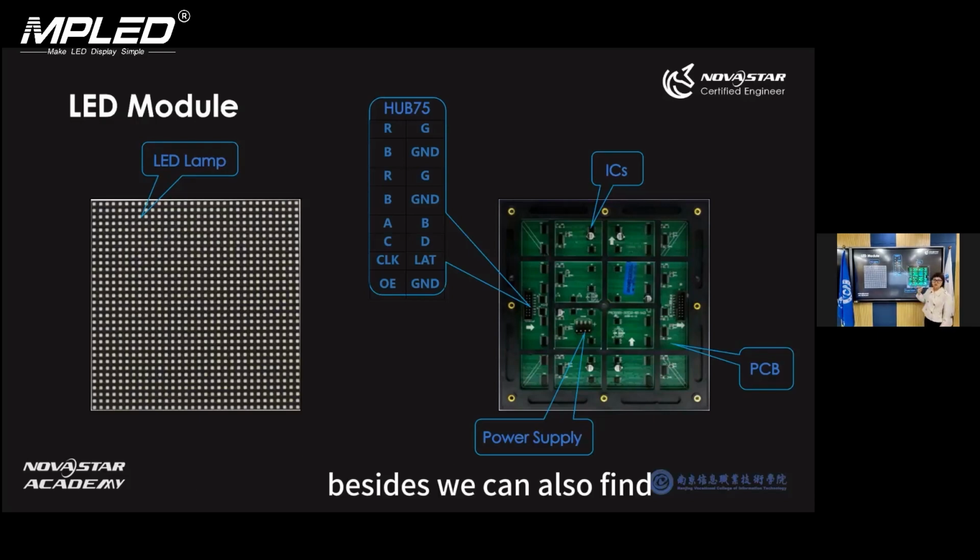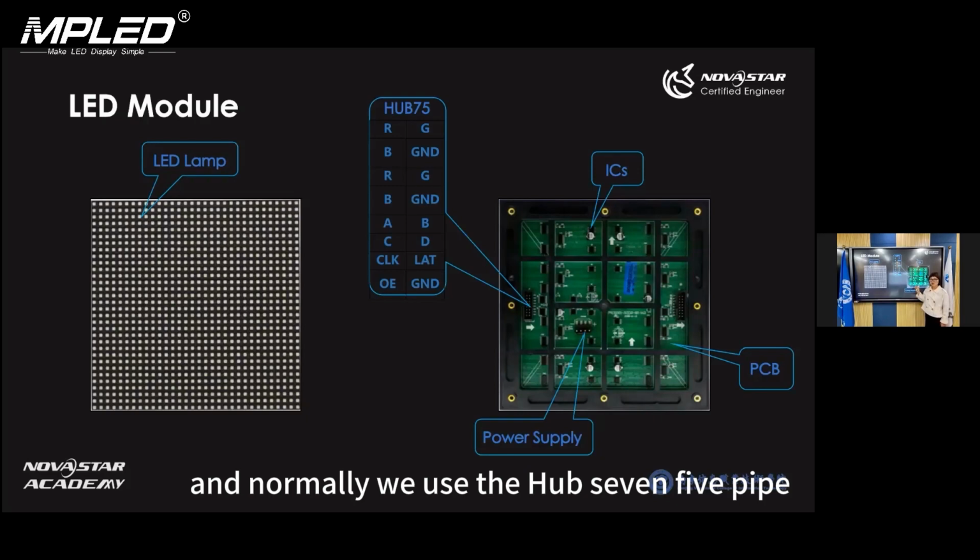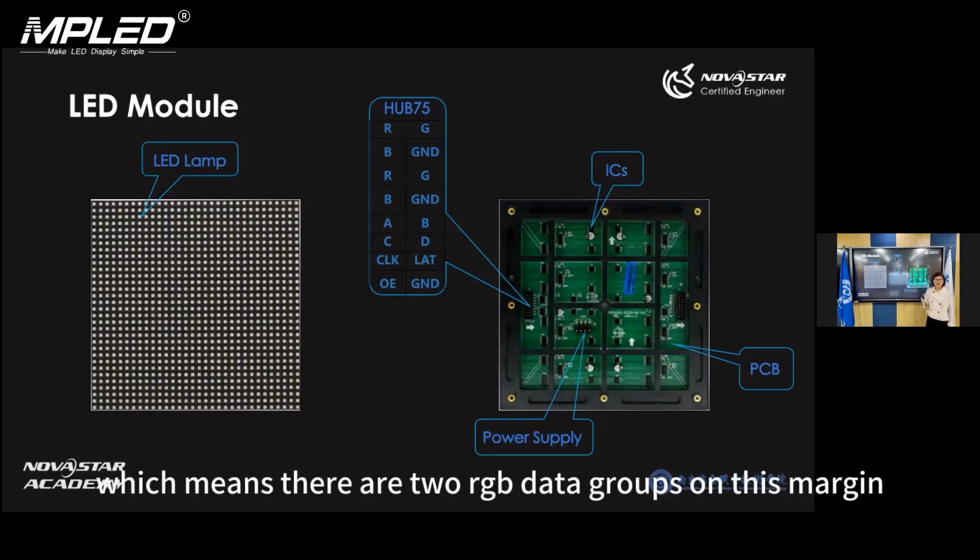Besides, we can also find hub connectors on it, which are used for connecting to the receiving card via a flat cable. Normally we use the HUB75 type, which means there are two RGB data groups on this connector.